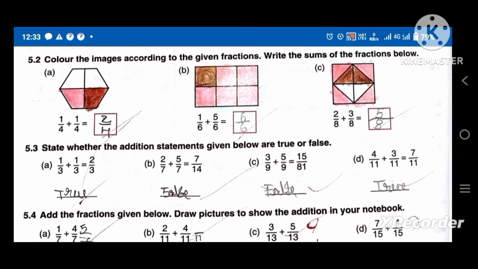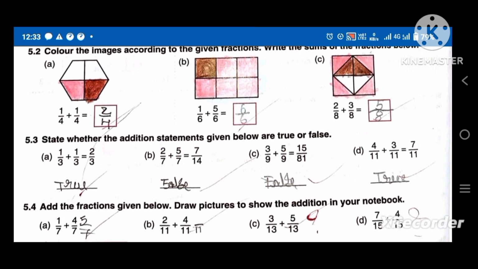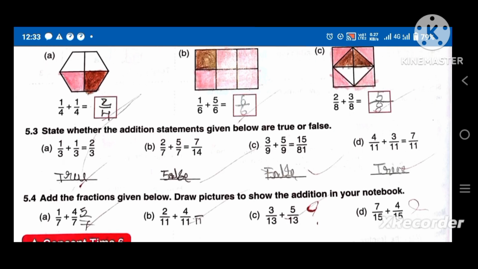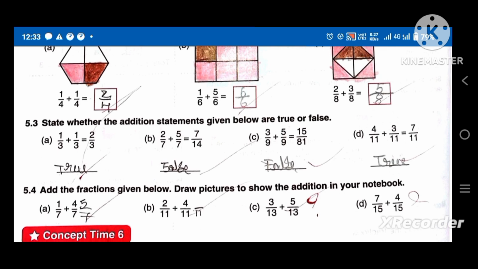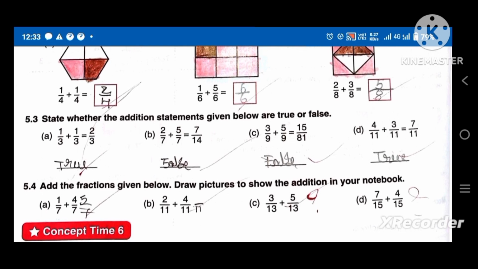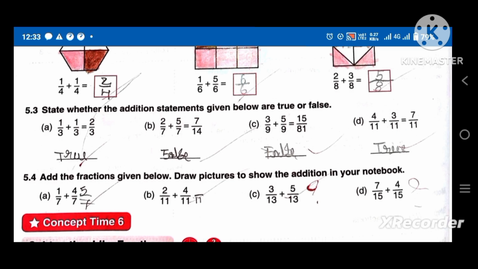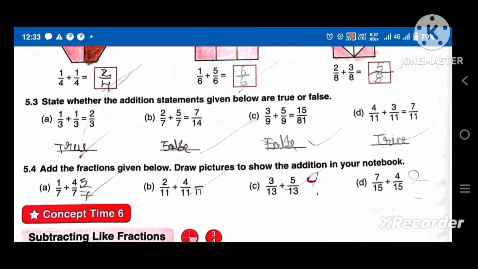5.3. State whether the addition statements given below are true or false. 1 by 3 plus 1 by 3 is equal to 2 by 3. True. B. 2 by 7 plus 5 by 7 is equal to 7 by 14 is wrong. That is 7 by 7 is the right answer.